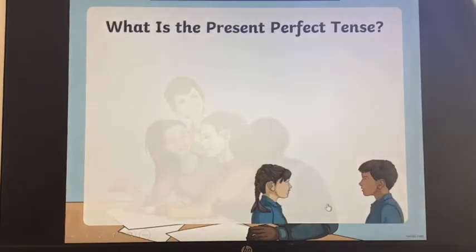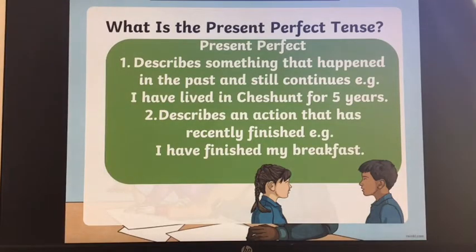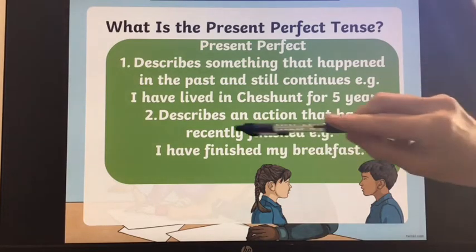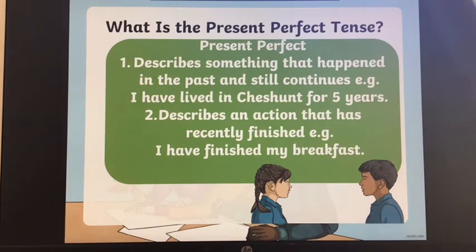So let's move on. What is the present perfect tense? Now again, this is a little bit more tricky, but you do use it when you speak and when you write. Let's have a look. The present perfect can be used for a lot of reasons, but I'm just going to look at 2 here. Firstly, it describes something that happened in the past and still continues. For example, I have lived in Cheshunt for 5 years. I still live in Cheshunt, but I've also done it for the past 5 years. It's like a continuous happening.